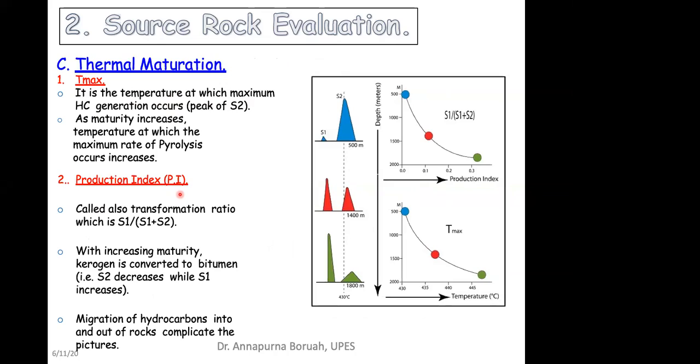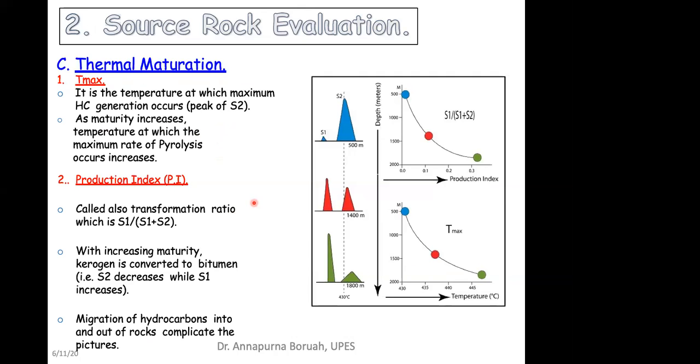Then production index, we can calculate using S1 and S2 values, that is S1 divided by S1 plus S2. It is also called transformation ratio. With increasing maturity, kerogen is converted into bitumen, and migration of hydrocarbon into and out of rocks complicates the precursors. So T-max is also used as a maturity indicator, as a higher T-max value indicates higher maturity. There are specific ranges of T-max based on which we can find out the maturity range.